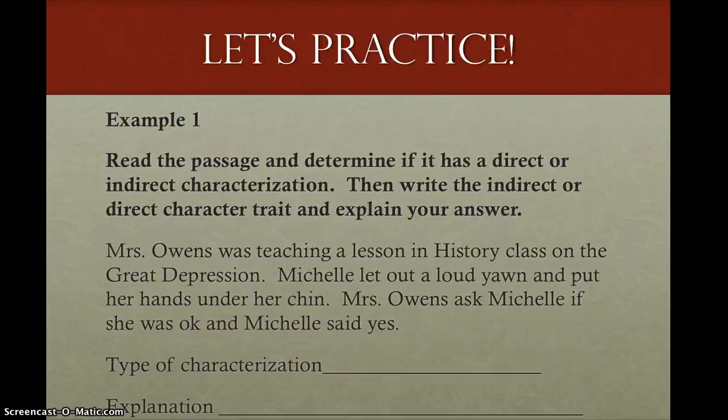Let's practice. Example 1. Read the passage and determine if it has a direct or indirect characterization. Then write the direct or indirect character trait and explain your answer. Mrs. Owens was teaching a lesson in history class on the Great Depression. Michelle let out a loud yawn and put her hands under her chin. Mrs. Owens asked Michelle if she was okay, and Michelle said yes. So we want to look at the type of characterization, and we want to look at why we feel like these character traits are what they are.